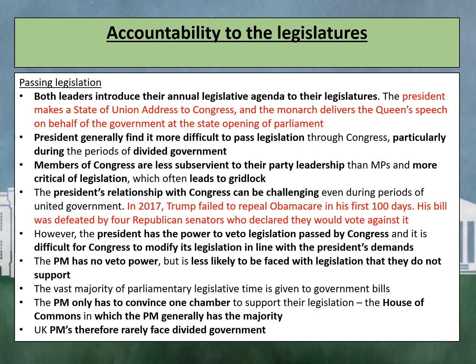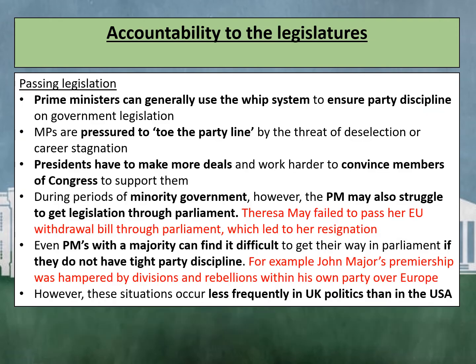However, the President has the power to veto legislation passed by Congress, and it is difficult for Congress to modify its legislation in line with the President's demands. The PM has no veto power, but is less likely to be faced with legislation that they do not support. The vast majority of parliamentary legislative time is given to government bills. The PM only has to convince one chamber to support their legislation, the House of Commons, in which the PM generally has the majority. The UK PM therefore rarely faces a divided government.